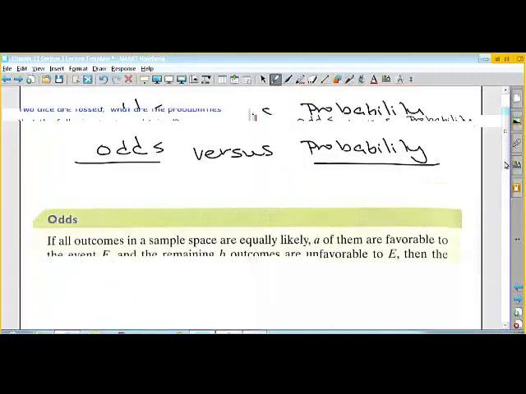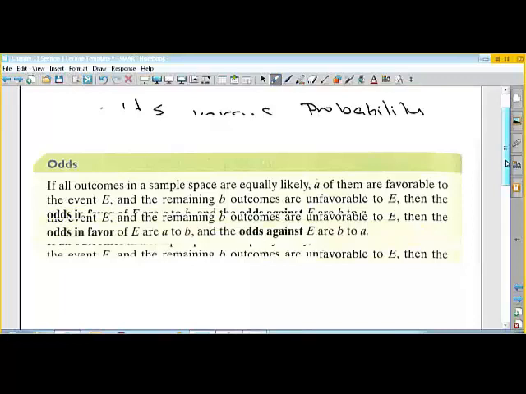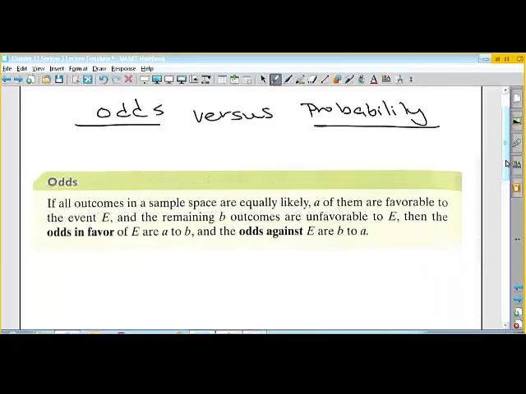So we haven't talked about odds. Odds are very closely related to probability. Again, this is in your book, and you just need to know how to calculate them. So if all outcomes in a sample space are equally likely, like flipping a coin, rolling a die, picking cards, A of them are favorable to the event. That's the numerator in probability. The remaining B outcomes are unfavorable. That's not in the definition of probability, but it's related to it. Then the odds in favor of event E are A to B, and the odds against are B to A.